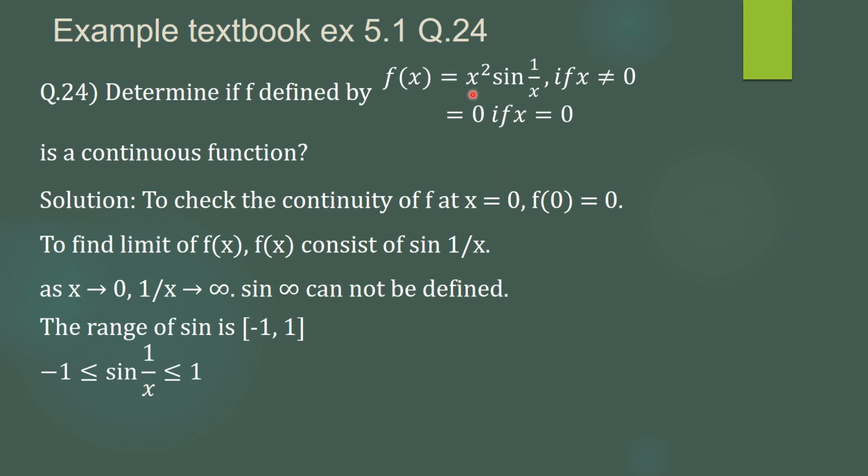Now I want the value of x square sine of 1 by x, not only the value of sine of 1 by x. So first I will multiply it by x square. So we get minus x square is less than or equal to x square sine of 1 upon x, which is less than or equal to x square. Now we want a limit, so we'll take the limit on all the sides.